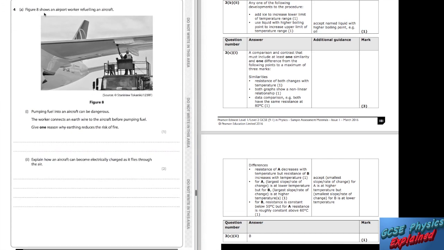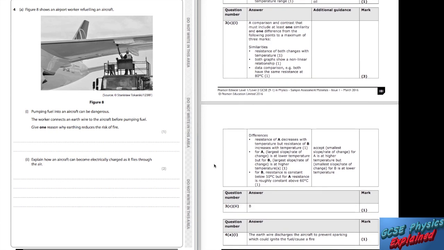Question 4. Figure 8 shows an airport worker refueling an aircraft. Pumping fuel into an aircraft can be dangerous. The worker connects an earth wire to the aircraft before pumping fuel. Give one reason why earthing reduces the risk of a fire. The earth wire discharges the aircraft to prevent sparking, which could ignite the fuel and cause a fire.